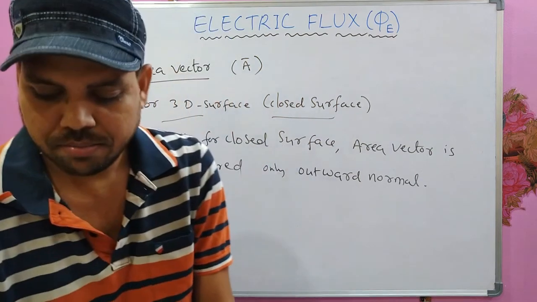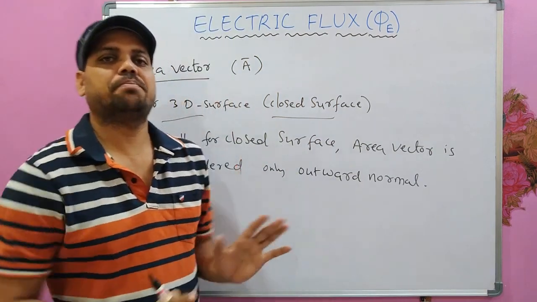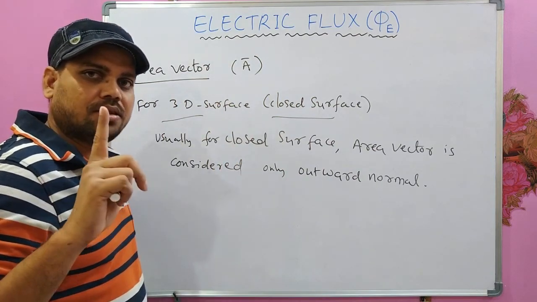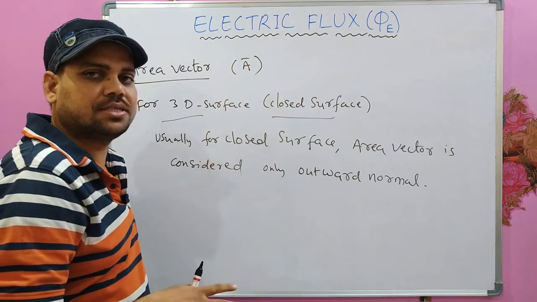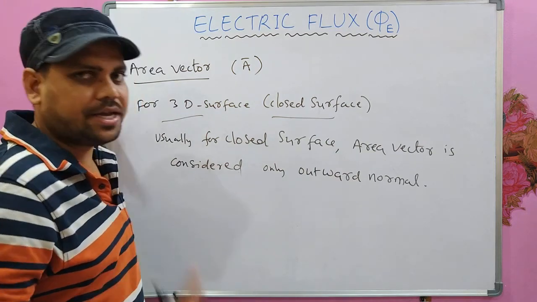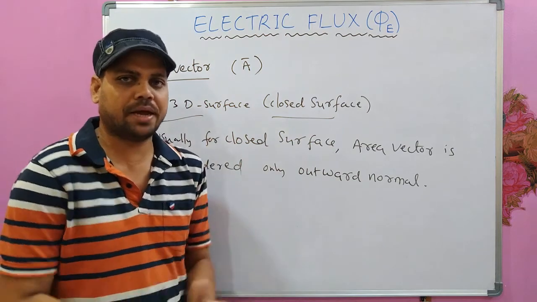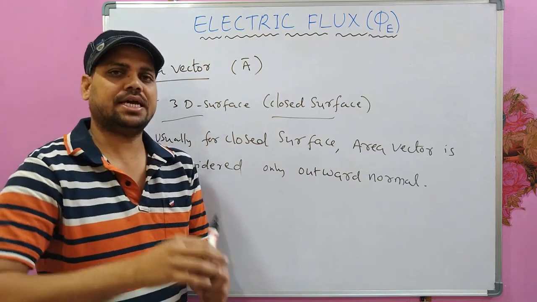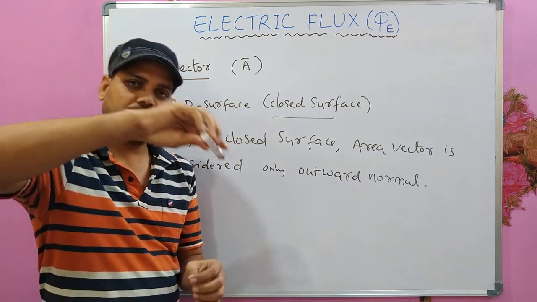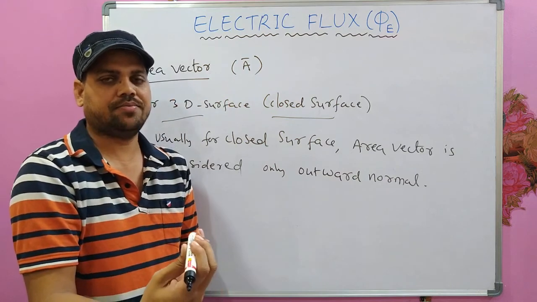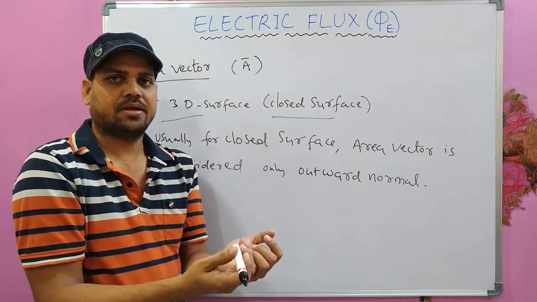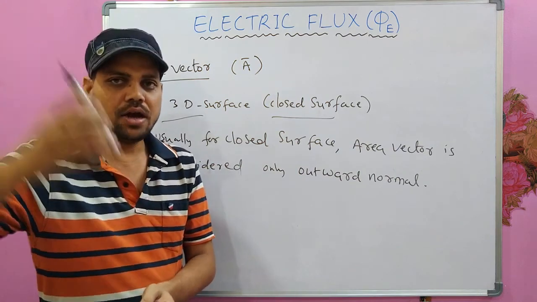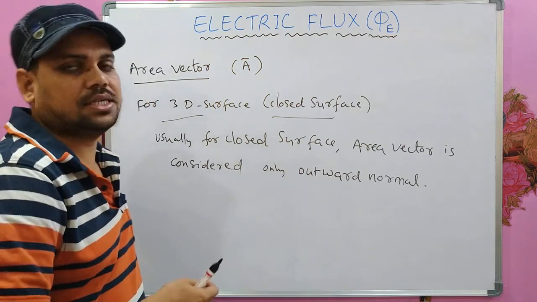Okay, so this is the major difference that you have to keep in mind about different surfaces. But the common point between these two surfaces is area vector is always perpendicular to the plane of the surface. But if it is 2D surface, we can either take the direction of area vector in inwards direction or outwards direction. In both ways we can consider. But for closed surface, which is 3D surface, only outward normal is considered as area vector direction.